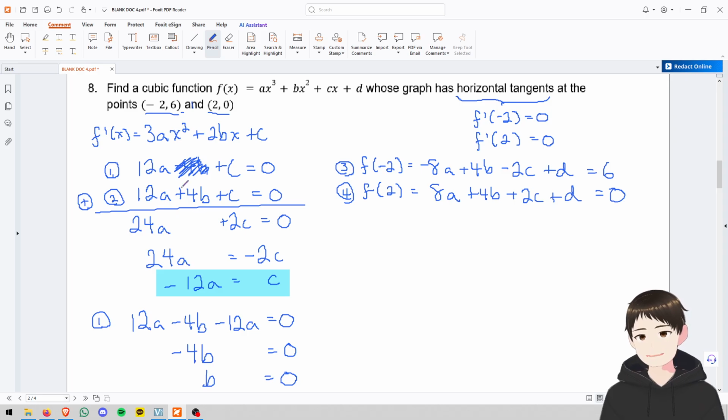That equals 0. That equals 0, because that's a 0. That is true. And that is true. Wild. Let's work on 3 and 4.